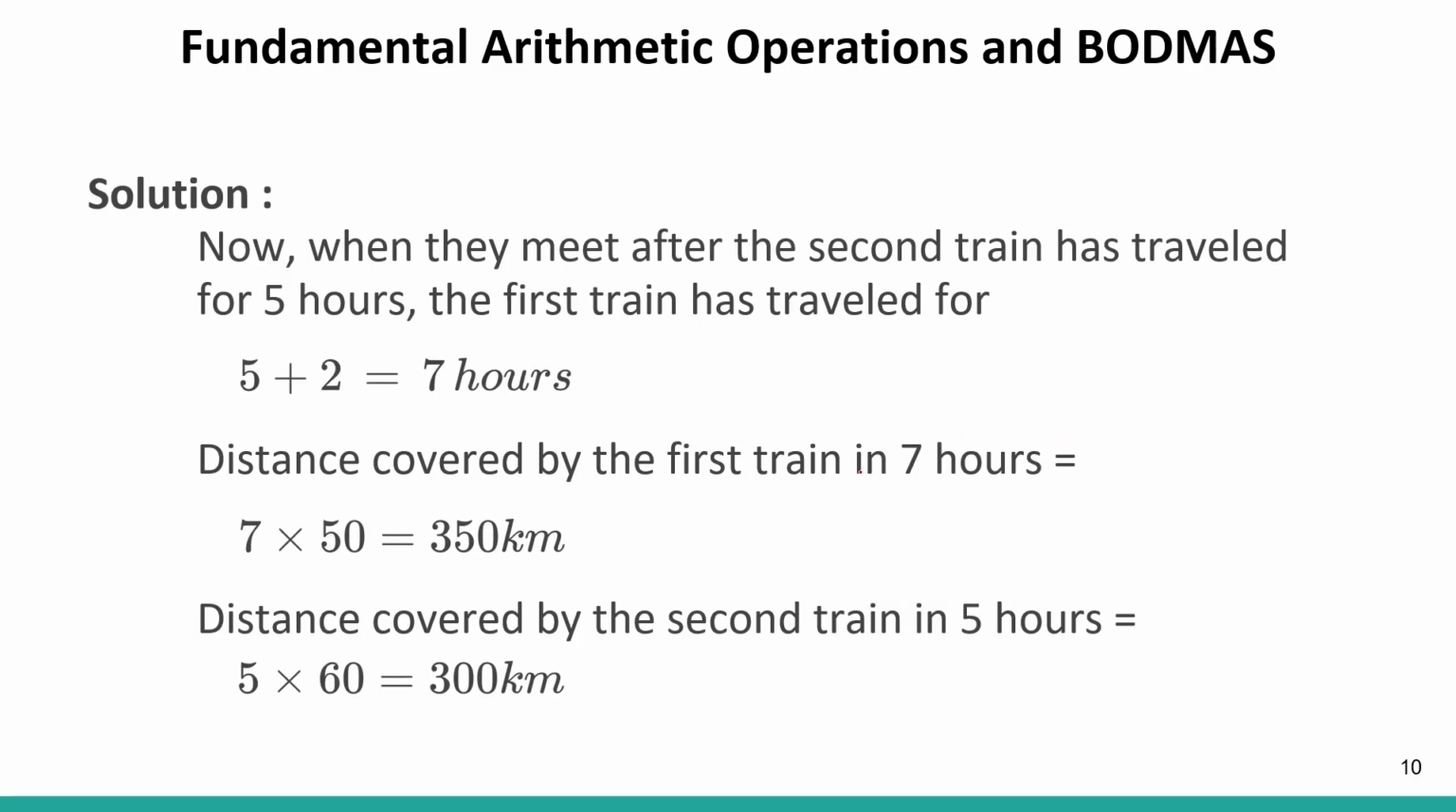So now when they meet after the second train has traveled for 5 hours, that is 5 plus 2, equal to 7 hours. So the train that first left city A would have covered 350 kilometers, and the distance covered by the second train will be 60 into 5, equal to 300 kilometers.